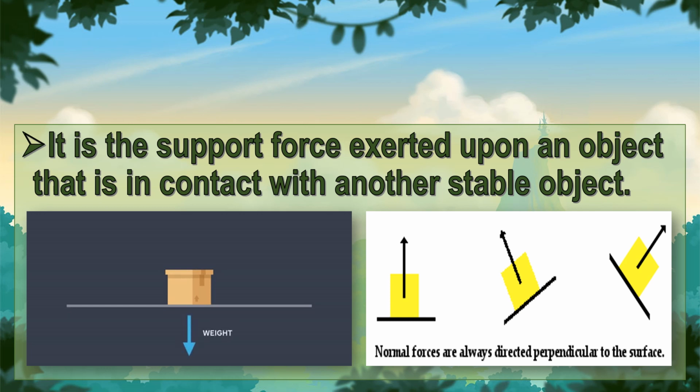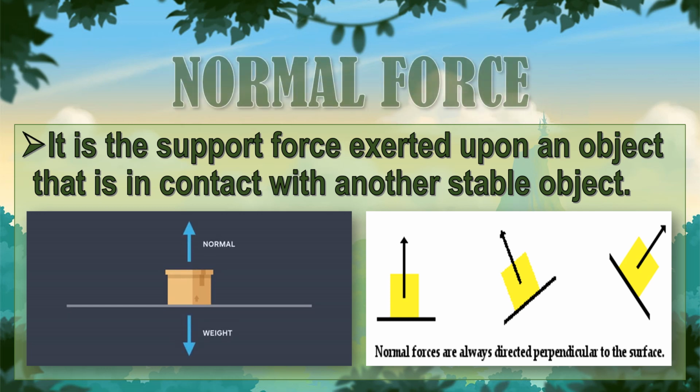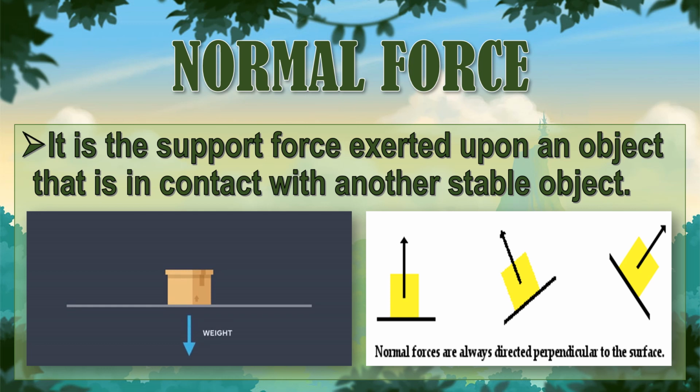First type of contact force, we have the normal force. Normal force is the support force exerted upon an object that is in contact with one stable object. For example, if a book is resting upon a surface, then the surface is exerting an upward force upon the book in order to support the weight of the book. Remember, normal forces are always directed perpendicular to the surface.